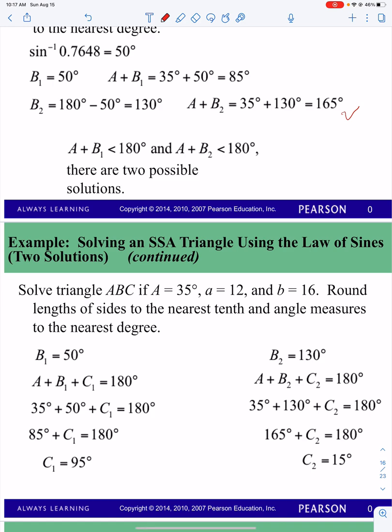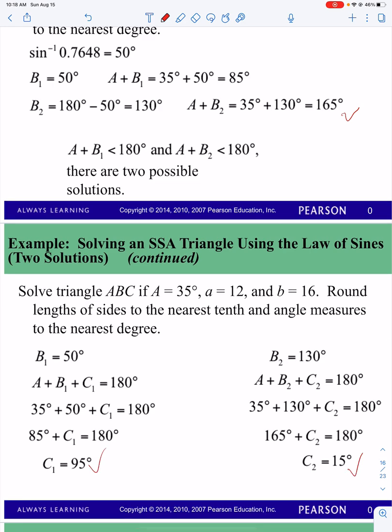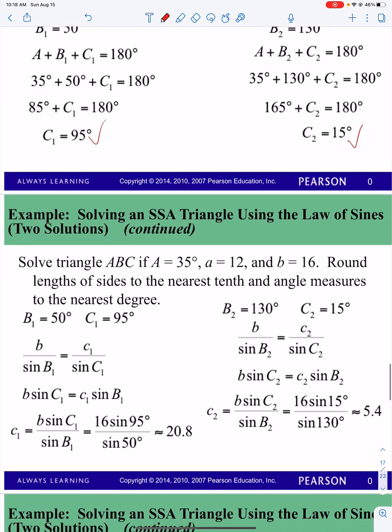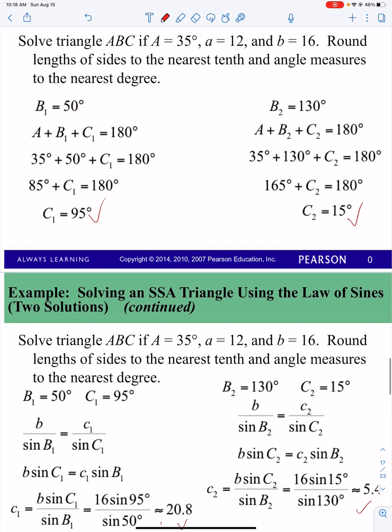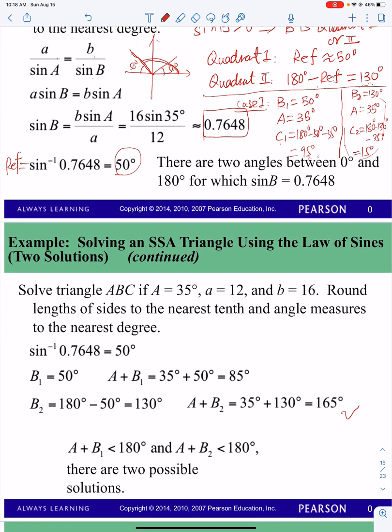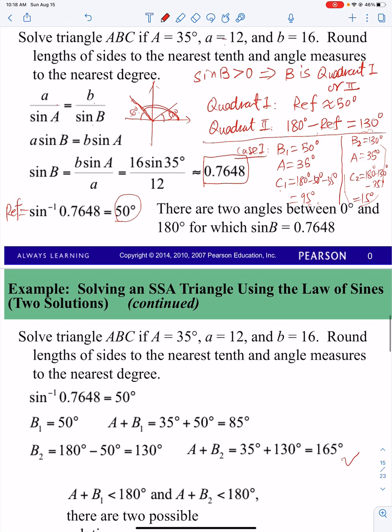165 degrees. Yeah. So is C1 equal to 95, C2 equal to 15 degrees, yeah? Okay, so perfect. And then you can use your law of sines to find your C1 and C2 again. Okay, so they have explained much more than me. I usually keep it short.